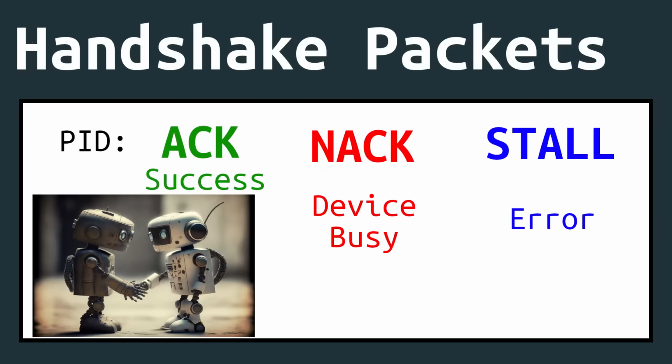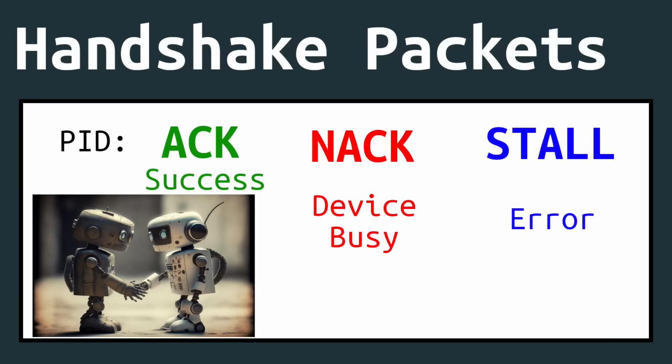And finally, we have the handshake packet. This is the smallest packet of the 3 because it is literally just a PID. The 3 PIDs are acknowledge, non-acknowledge, and stall. Acknowledge and non-acknowledge are self-explanatory in that the device either received the data correctly or is too busy to deal with it. The stall is a little bit different because it means there is an outstanding error that needs to be resolved.